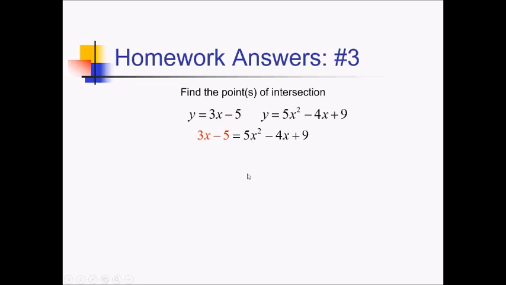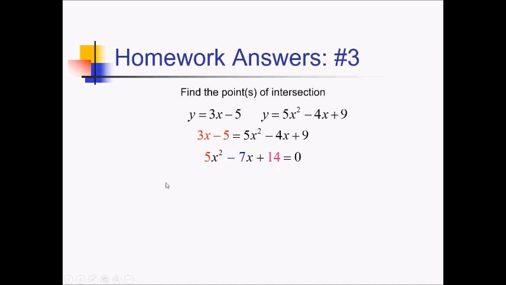So this 5x squared can stay where it is. I'm going to move this negative 3x over to the right side, or actually it's a positive 3x, but I'm subtracting it when I move it over there. So negative 4x minus this 3x is negative 7x. And then I'm going to add the 5 over here to be with the 9. That's plus 14. This is not my idea of a good time if you're trying to factor this. So let's just go ahead and use quadratic formula and hope for the best.